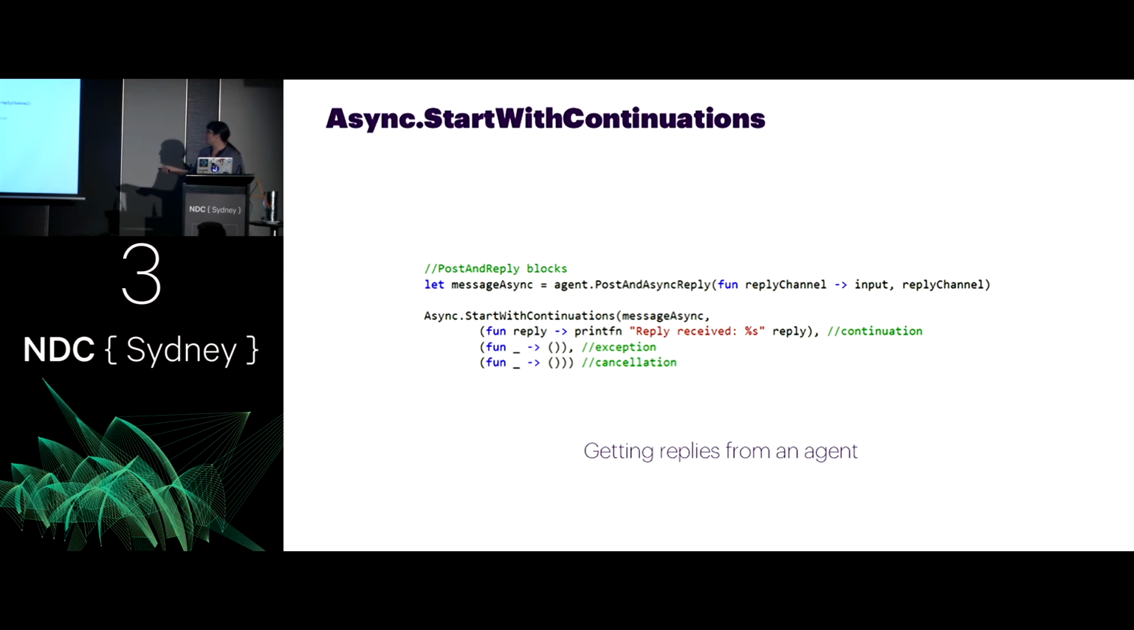And then we have three separate options. There's a continuation for a successful case. There's an exception for when, obviously, there is an error or something goes terribly wrong. There's also a cancellation case.